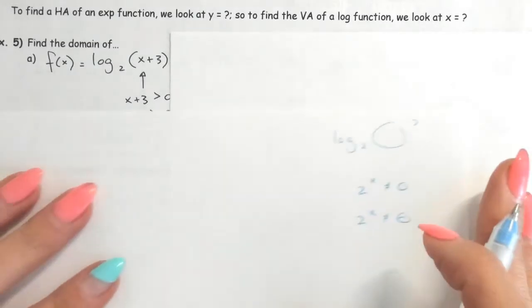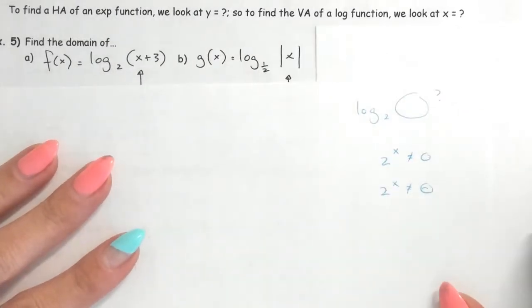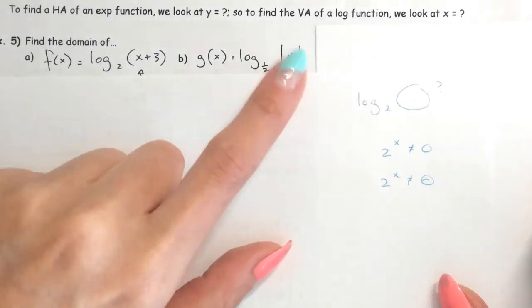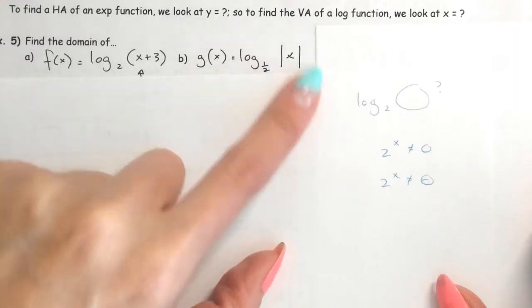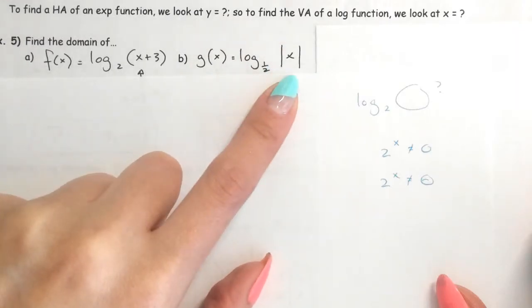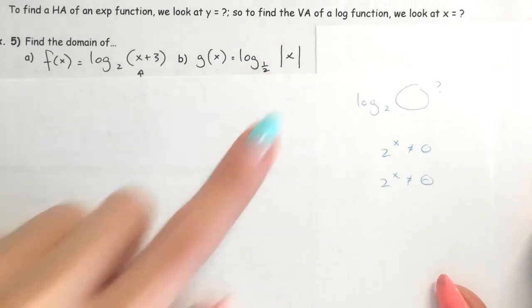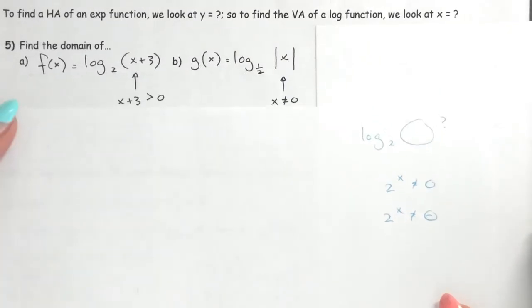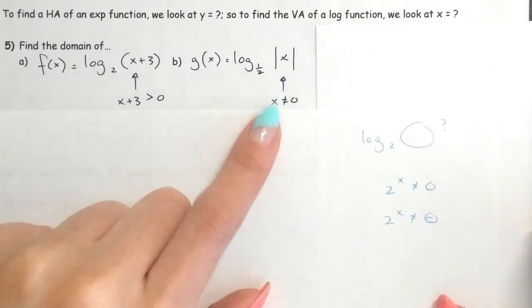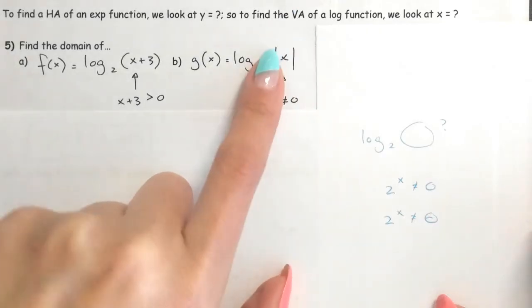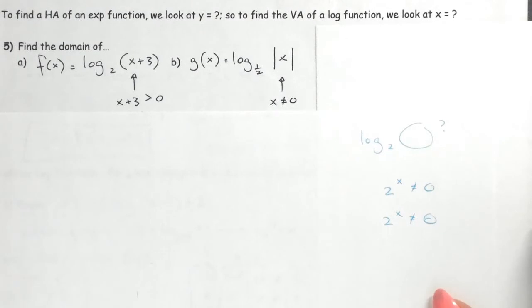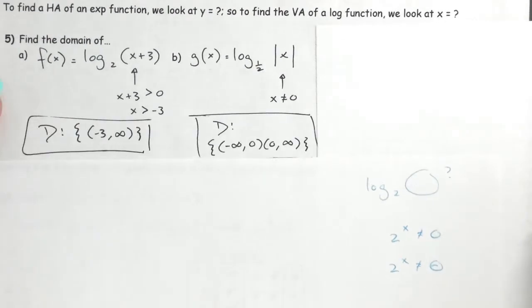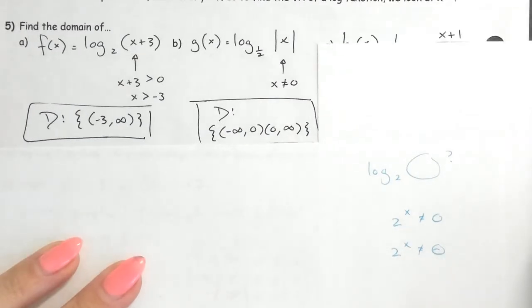Okay, the next one is a little bit different looking. So again, we want this part to be greater or equal to 0, but because the absolute value already makes it positive, we don't need the part that says greater. We can just say x does not equal 0. Because even if x is negative, when we plug it in, the absolute value will make it positive. So we're okay. So x is not equal to 0. All right, so our domain is just skipping over the 0. Done.